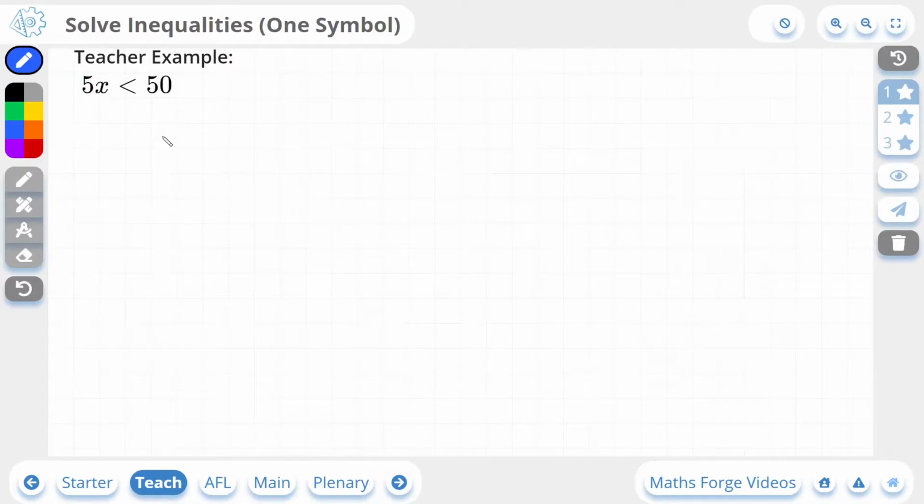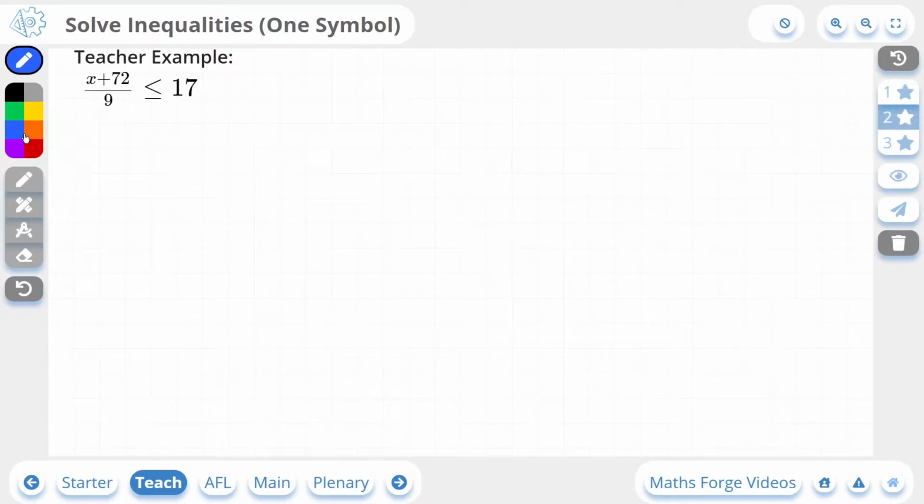We'll do another one-star example. Here we have 5x is less than 50. In order to isolate the x this time, we have to get rid of this times by 5 that's next to it. And we're going to do this by dividing by 5 on both sides of this inequality. This is now going to give us x is less than 50 divided by 5 is 10. And if we check our answer, there it is.